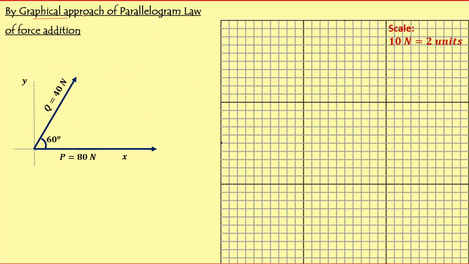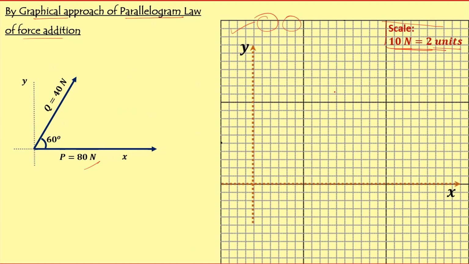First, see the graphical approach of the parallelogram law of force addition. Here we have two forces. First take a graph paper, or you can even draw it on plain paper. Here I have taken a graph paper which has unit dimensions. Very important, the first step is to define the scale, because the unit of force is Newton and the unit of dimensions in the diagram is always centimeter, meter or mm. As I have unit dimensions, I have taken 10 Newton equal to 2 units.